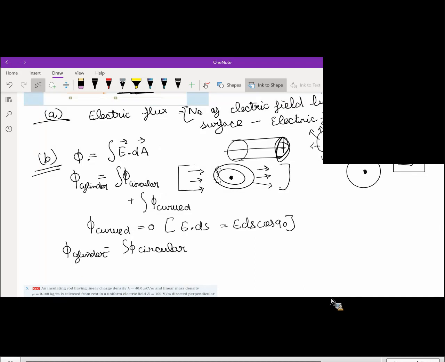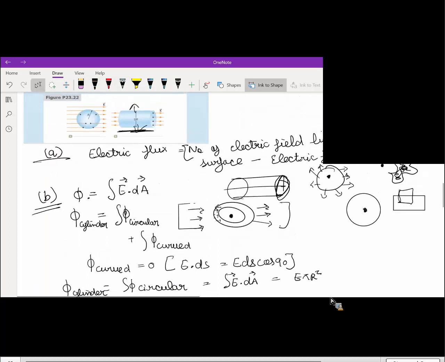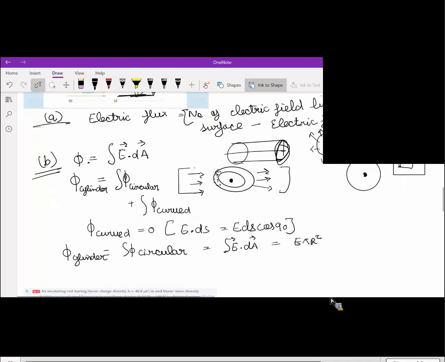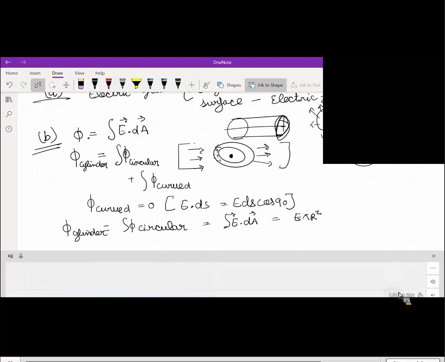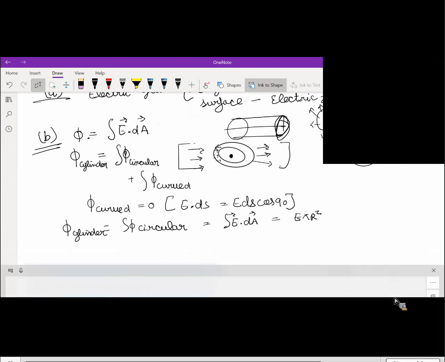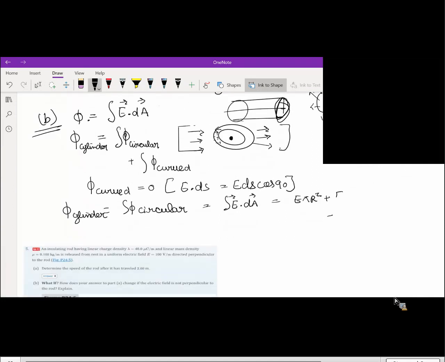So now phi circular is just E dot dA, and that will be E pi r square, the area of the circular part of it. And because we have two surfaces, that will be equal to 2E pi r square.